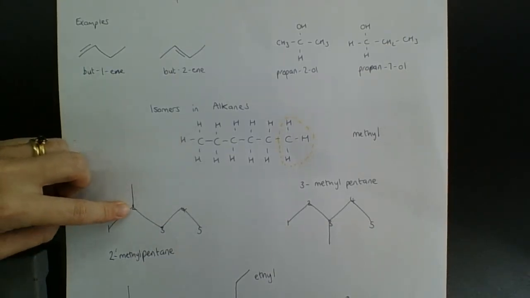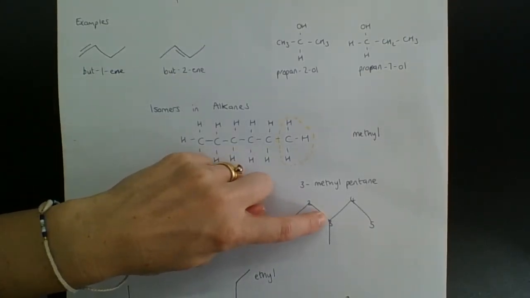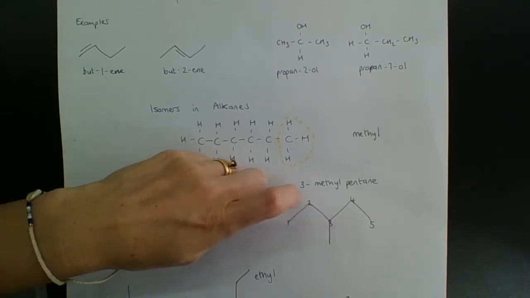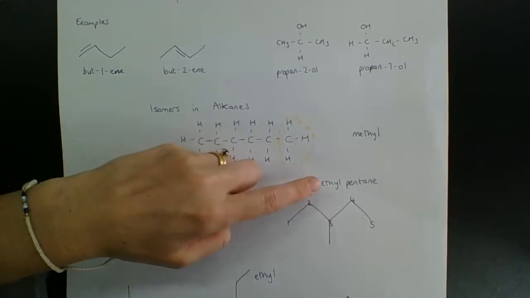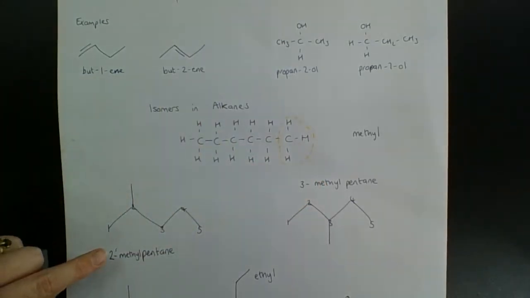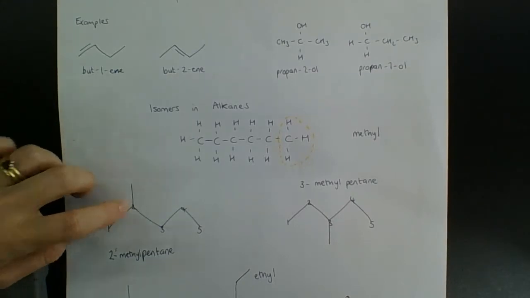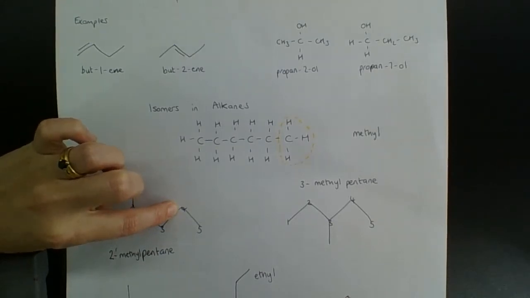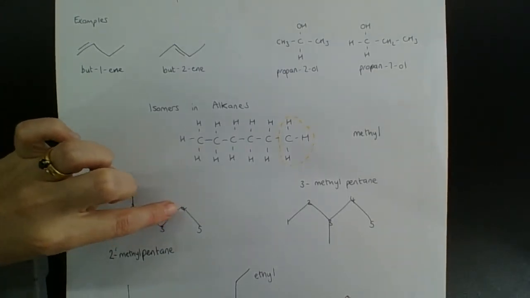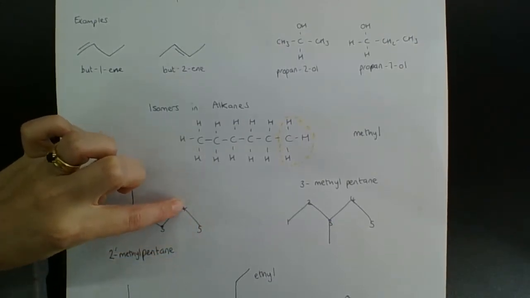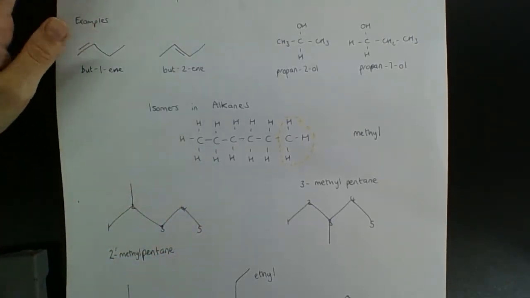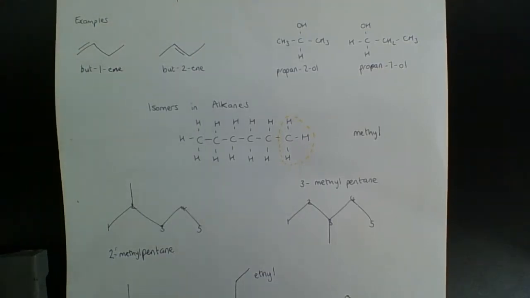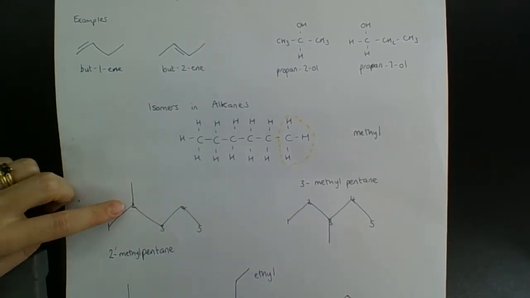Where else can I put this methyl group? Well, I can put it on the third carbon in the chain, and then it becomes 3-methylpentane. Now you might think I can put that methyl group on the fourth carbon. But if we use the numbering system, we always want to use the lowest number. So we can just switch the numbers around, and that would become 2. So hexane, we can shorten it to pentane to form isomers, and the two isomers would be 2-methylpentane and 3-methylpentane.